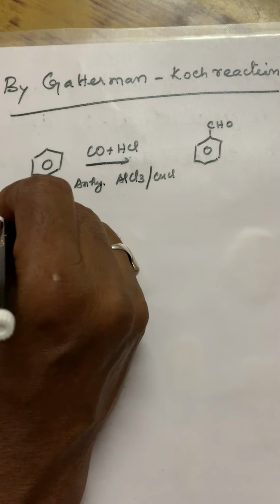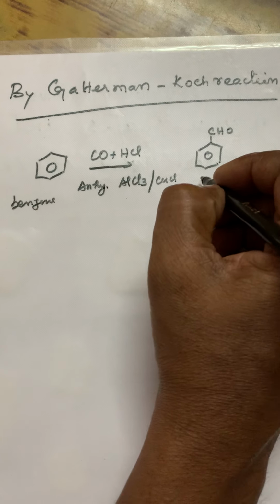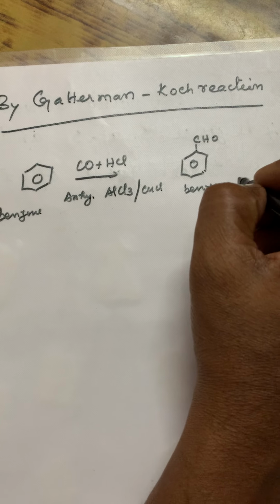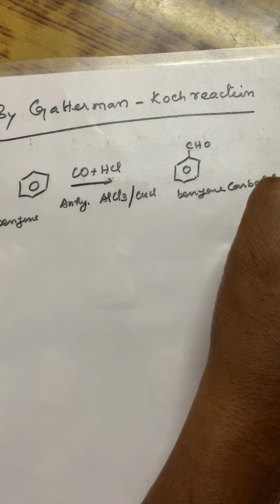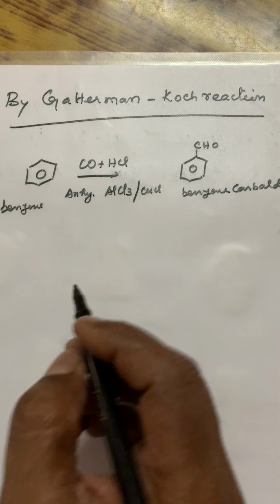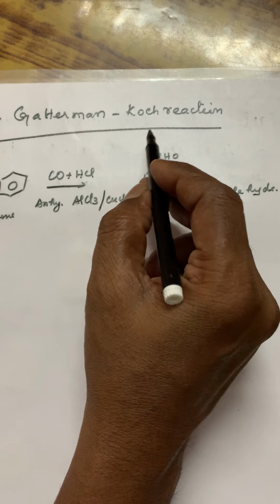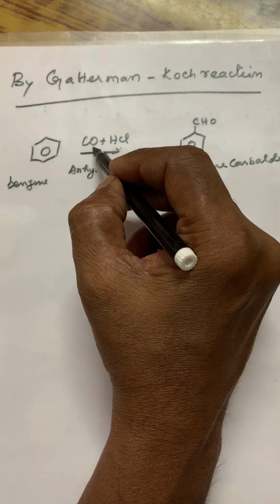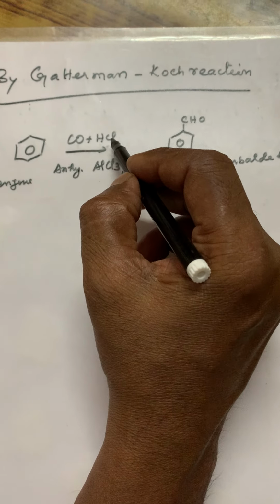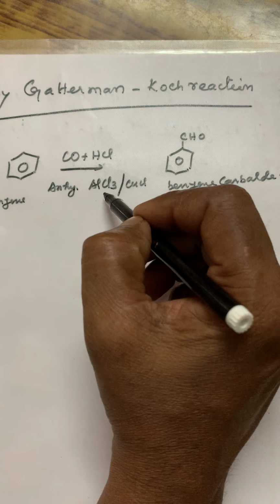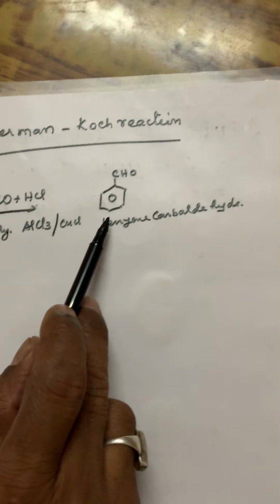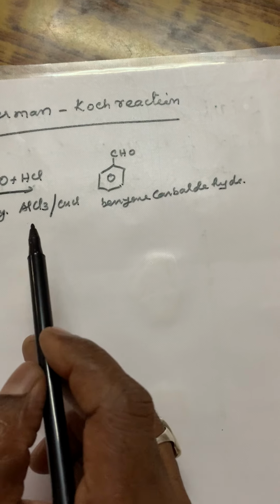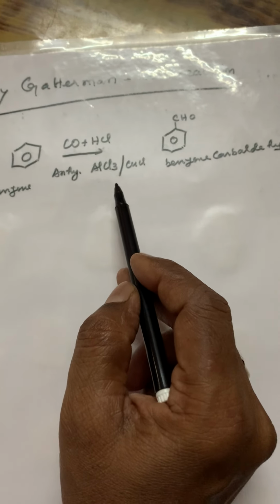This is benzene to benzene carbaldehyde. This is also a name reaction, the Gattermann-Koch reaction. Benzene treated with carbon monoxide and hydrogen chloride gas in the presence of anhydrous aluminum chloride gives benzaldehyde. This reaction is known as the Gattermann-Koch reaction.